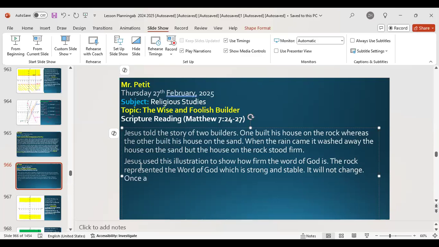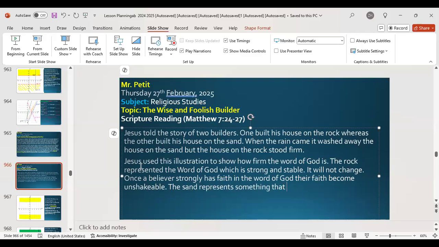Once a believer strongly has faith in the word of God, their faith becomes what? Becomes unshakable. The sand represents what? Represents something that is what? What does the sand represent? So if the rock represents something that is sturdy and strong and stable, what does the sand represent?